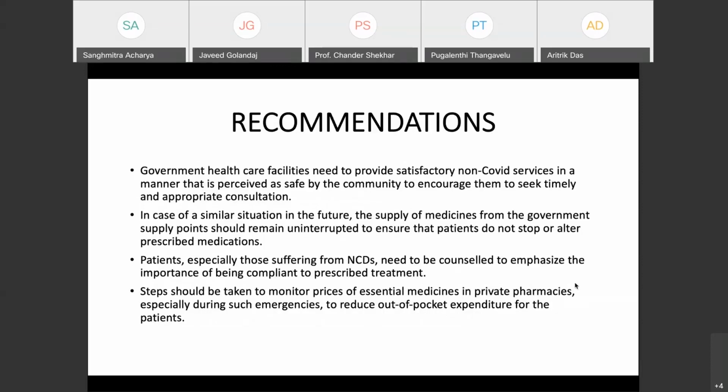Government healthcare facilities need to provide satisfactory non-COVID services in a manner that is perceived as safe by the community, so that they are encouraged to seek timely and appropriate consultation. In case of a similar situation in the future, the supply of medicines from the government supply point should remain uninterrupted to ensure that patients do not stop or alter prescribed medications. Patients, especially those suffering from non-communicable diseases, need to be counseled to emphasize the importance of being compliant to prescribed treatment, and steps should be taken to monitor prices of essential medicines in private pharmacies, especially during such emergencies, to reduce out-of-pocket expenditure for the patients.